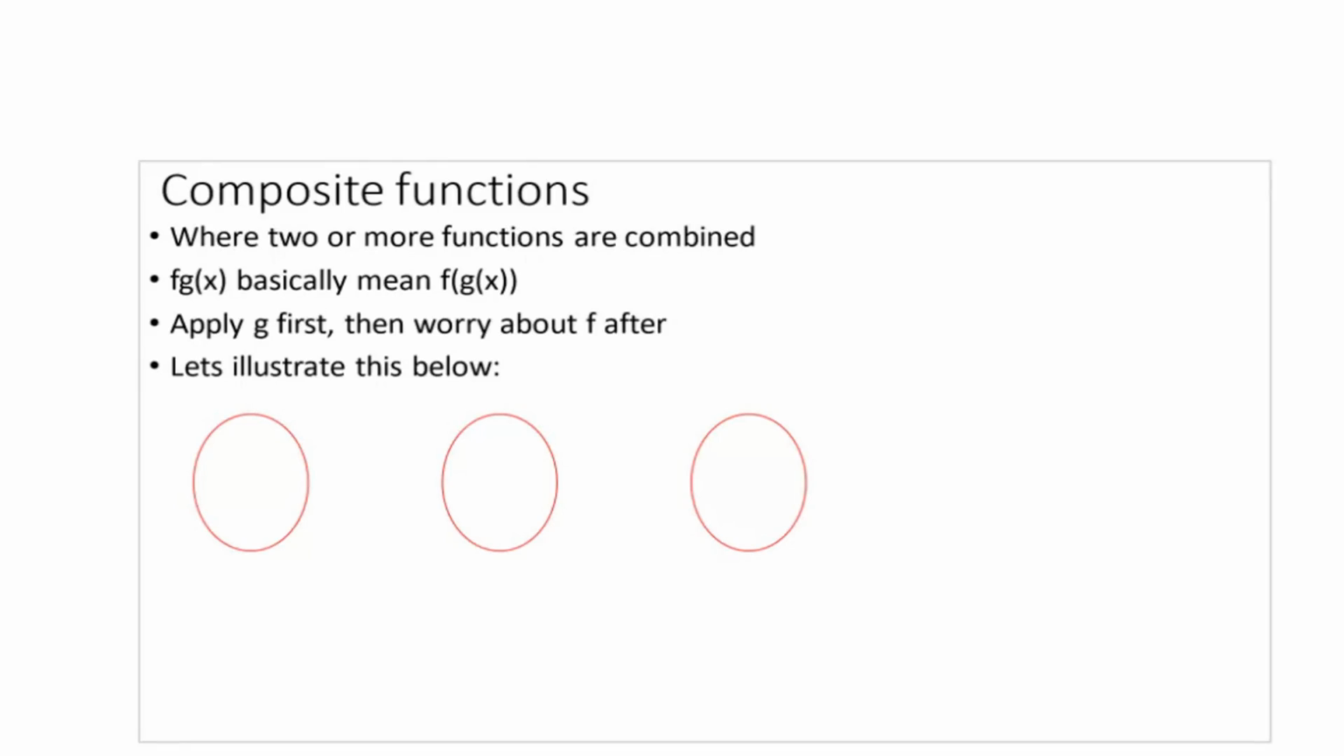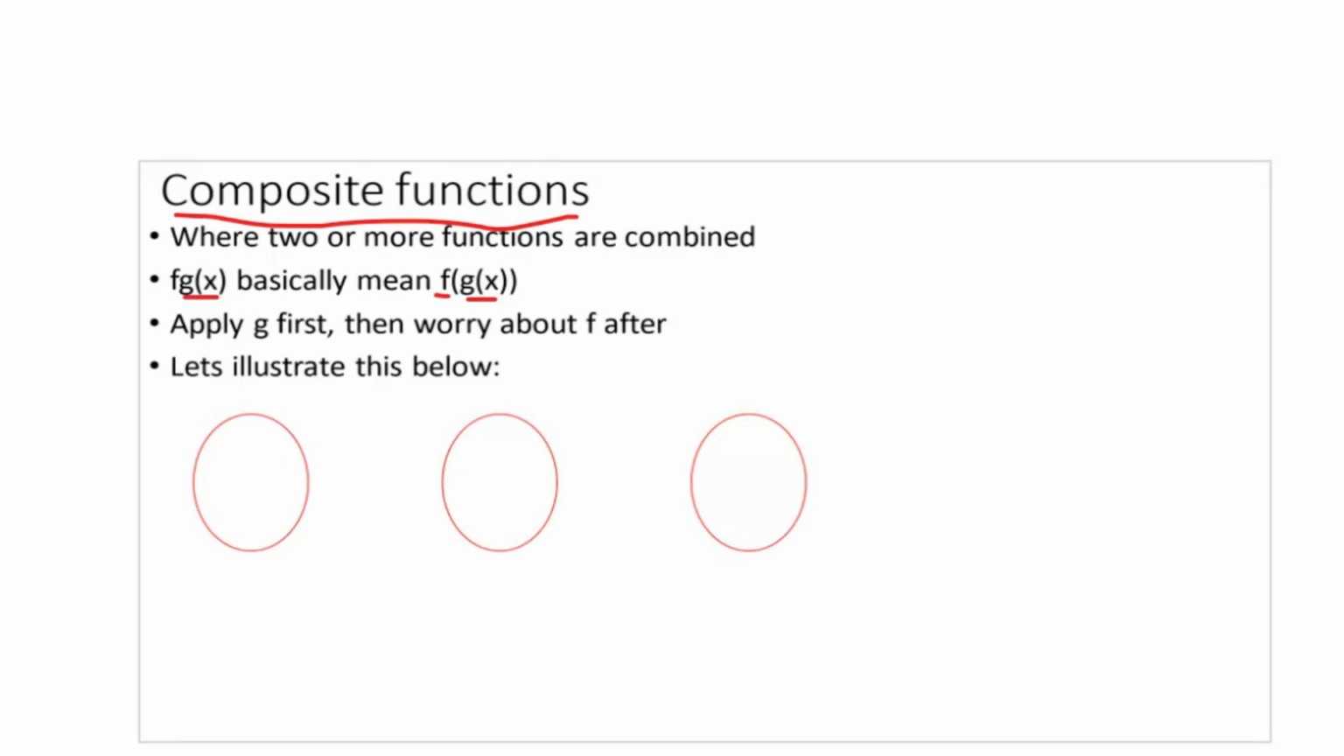Okay, so we've seen functions on their own, so f of x or g of x, but actually you can combine two functions together, and that's known as composite functions, right? So let's say we wanted to get fg of x, which is a composite function. Well, firstly we apply the g of x first, and then put that into the function of f. The way I like to remember it is whatever letter is closest to the x, that's the function we're applying first. Okay, so we apply the g first, worry about the f after.